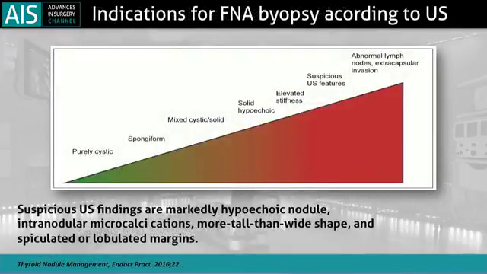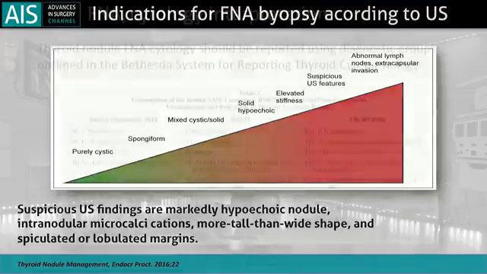Indications for FNA biopsy according to US findings. Suspicious US findings are a markedly hypoechoic nodule, intranodular microcalcifications, taller than wide shape, and spiculated or lobulated margins.